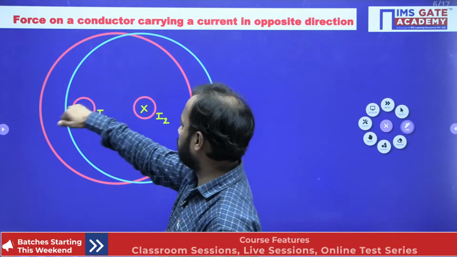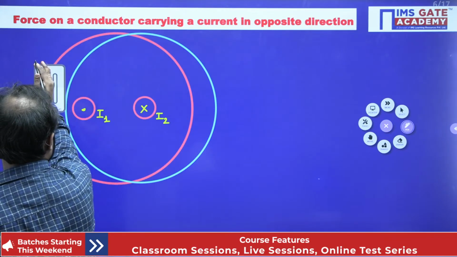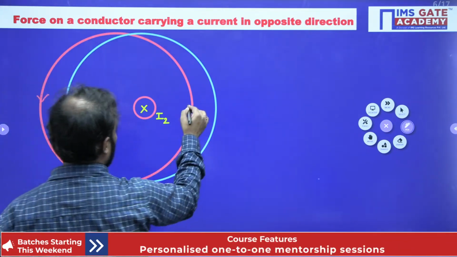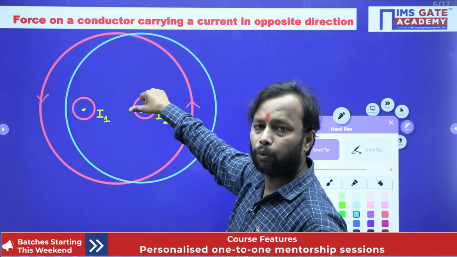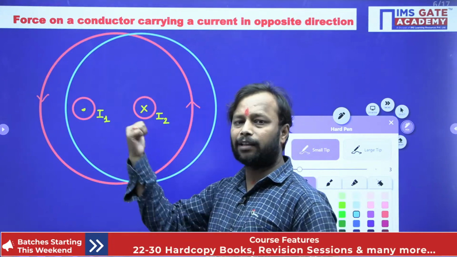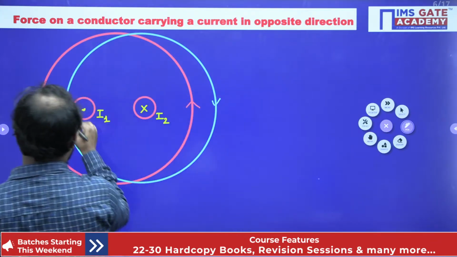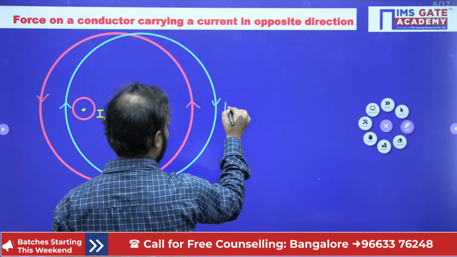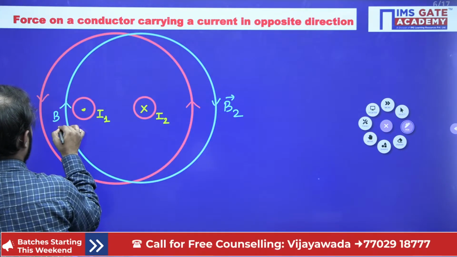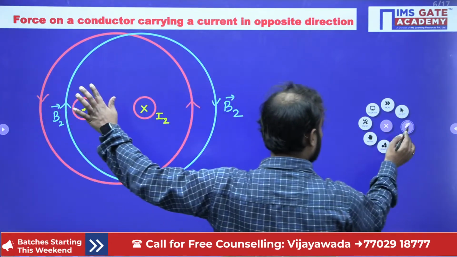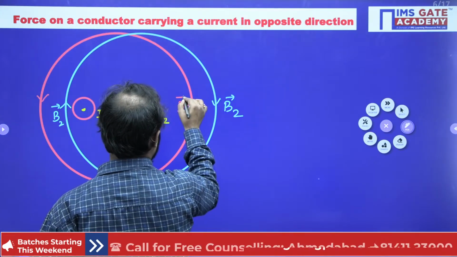See, for this it is anti-clockwise, like this it will be. And for this I2, the magnetic field is what? Inside the board, so it will be clockwise. So this is the magnetic field due to current I2, so B2, and this was due to I1 current, so this will be B1 and B1.